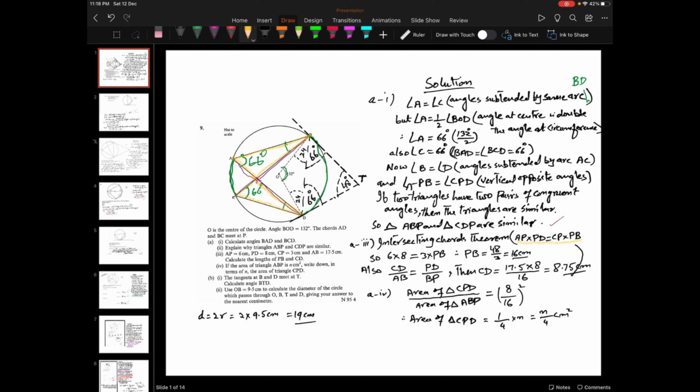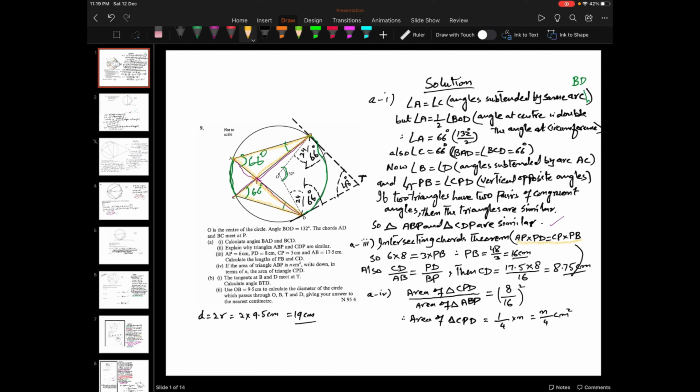Also, CD upon AB is equal to PD upon BP because these two triangles are similar. So the corresponding ratios are also equal. Then CD is equal to 17.5 into 8 upon 16, which is equal to 8.75 centimeter. So the length CD is equal to 8.75 centimeter.